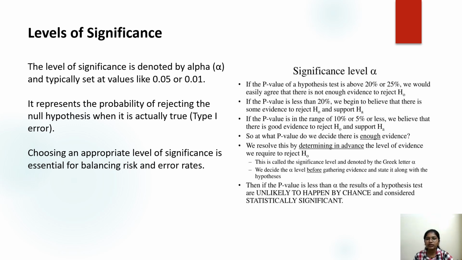Significance level alpha. If the p-value of a hypothesis test is above 20 or 25%, we would easily agree that there is not enough evidence to reject H0. If the p-value is less than 20%, we begin to believe that there is some evidence to reject H0 and support HA. If the p-value is in the range of 10% or 5% or less, we believe that there is good evidence to reject H0 and support HA. So at what p-value do we decide that there is enough evidence? We resolve this by determining in advance the level of evidence we require to reject H0.